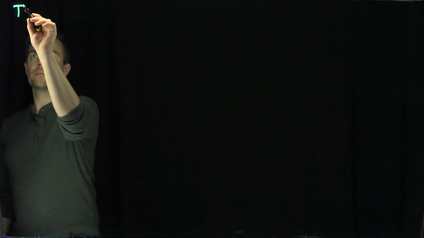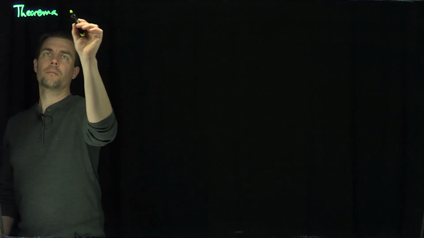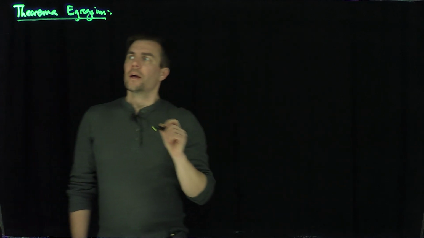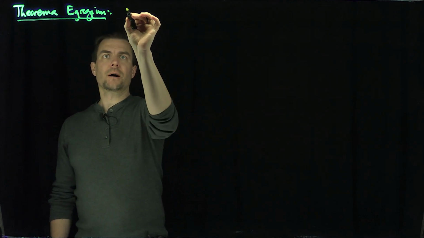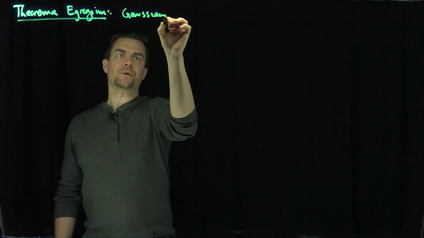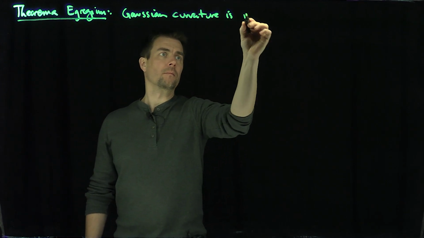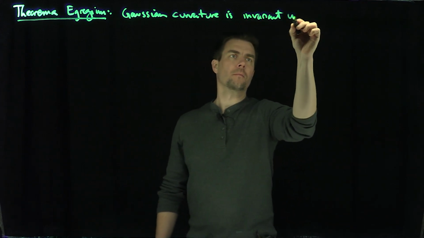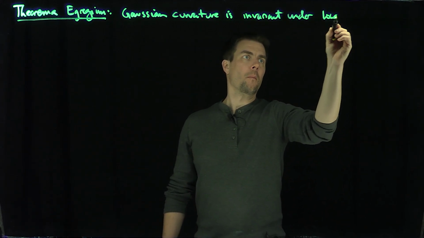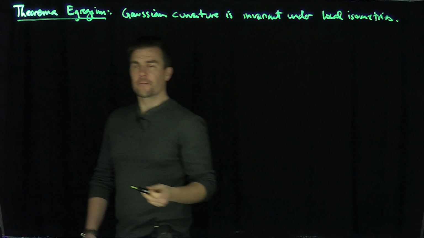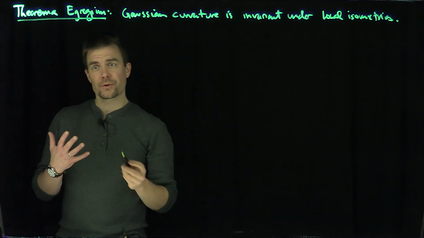Hello students, in this video we'll discuss several consequences of Gauss's Theorema Egregium. So recall we have the Theorema Egregium of Gauss, which states that Gaussian curvature is invariant under local isometries. And furthermore, it gives us a formula for the Gaussian curvature in terms of the Christoffel symbols, right?